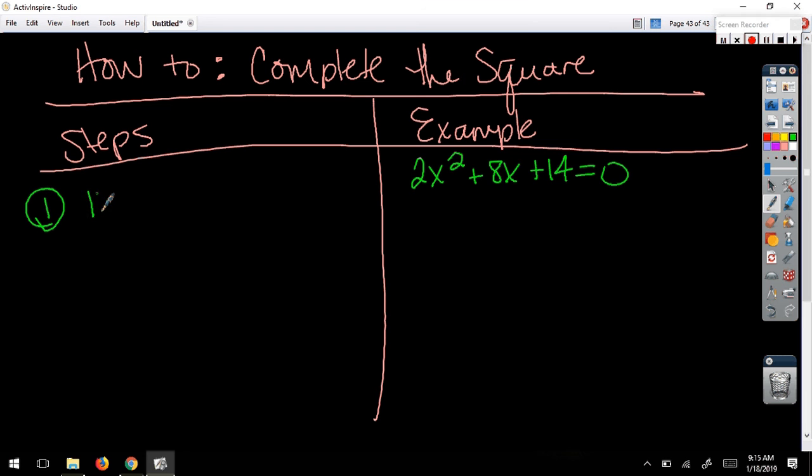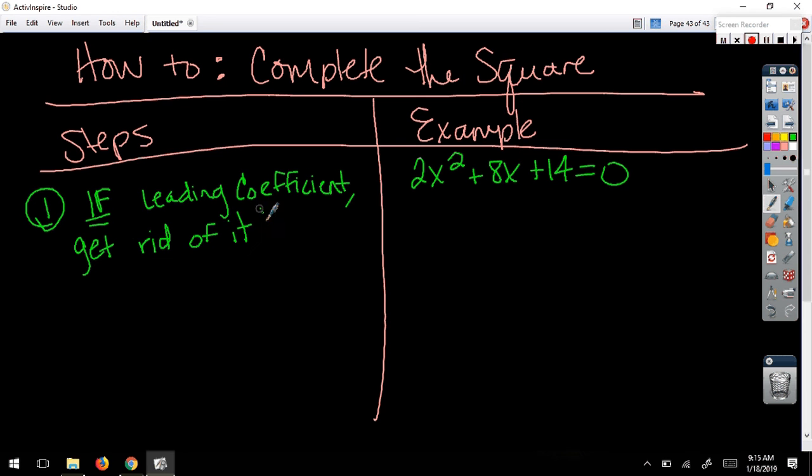If there is a leading coefficient, that's a big if, okay? A lot of times it'll just be a 1, but if there's a leading coefficient, you have to get rid of it before you complete the square. Now, we just determined we can't just get rid of something because we don't like it, unfortunately. That took a dark turn fast. So, how do we get rid of the 2 there? Because it does have a leading coefficient.